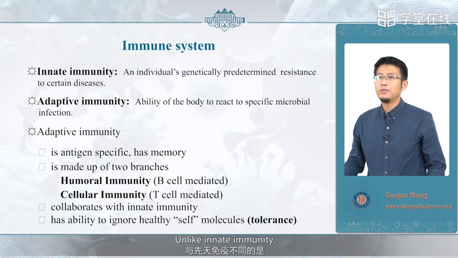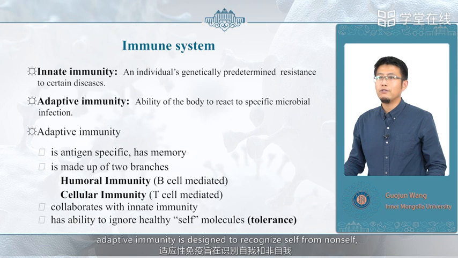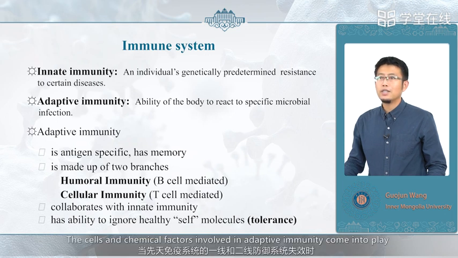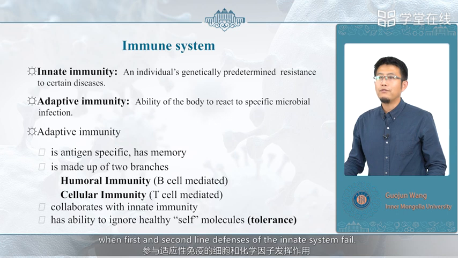Unlike innate immunity, adaptive immunity is designed to recognize self from non-self, and it mounts reactions that are specific to the particular substance or pathogen at hand. The cells and the chemical factors involved in adaptive immunity come into play when the first and second line defenses of the innate immune system fail.